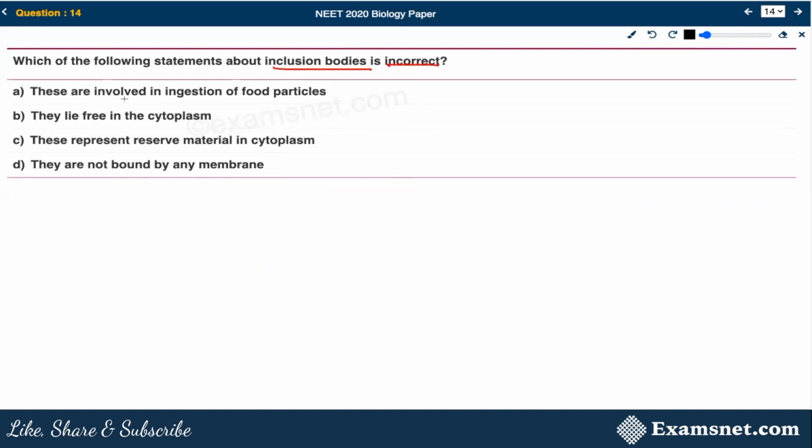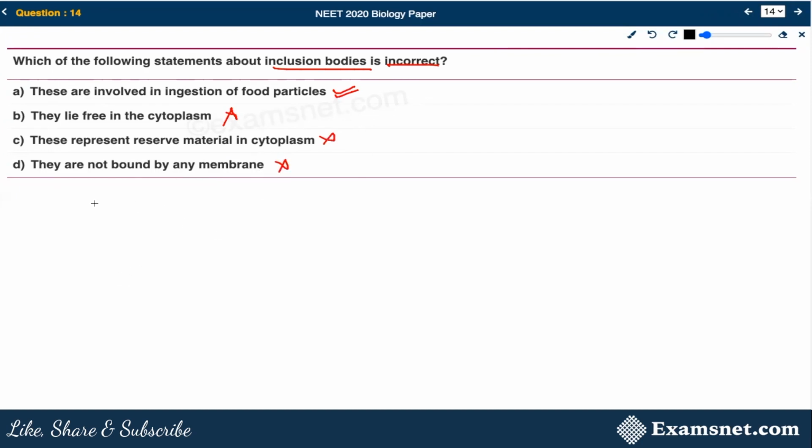So are the inclusion bodies involved in ingestion of food particles? Yes. These inclusion bodies are actually involved in the ingestion of the food particles. So this we can say is the correct answer. They lie free in the cytoplasm? No, they are not lying free in the cytoplasm like this. So this is a wrong statement, you can say. They represent reserve material in the cytoplasm? No. The reserve material is being represented by different cell organelles. All right. So again, this is a wrong statement, and they are not bound by any membrane. So again, this is also wrong. In case of the inclusion bodies, they are actually bounded by membrane.